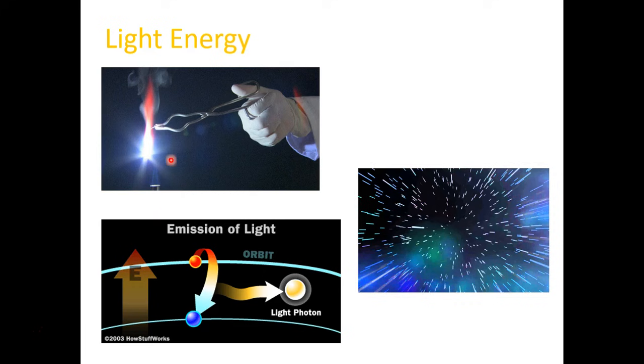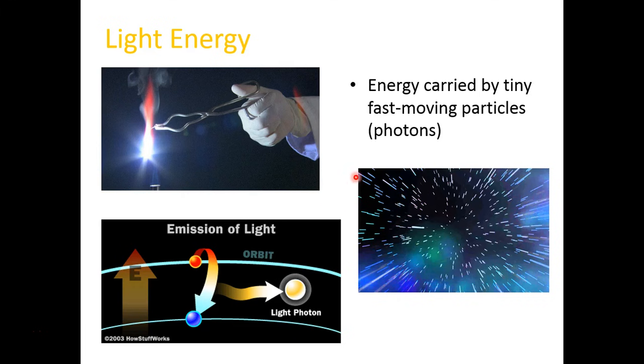Another form of energy is light energy. Light energy can come from stars, from the sun, can come from light globes, from chemical reactions, so fire, flame, and very hot objects. We'll learn more about light in year 9. But again, light energy is a form of kinetic energy. It's carried by very tiny, fast-moving particles that we call photons.